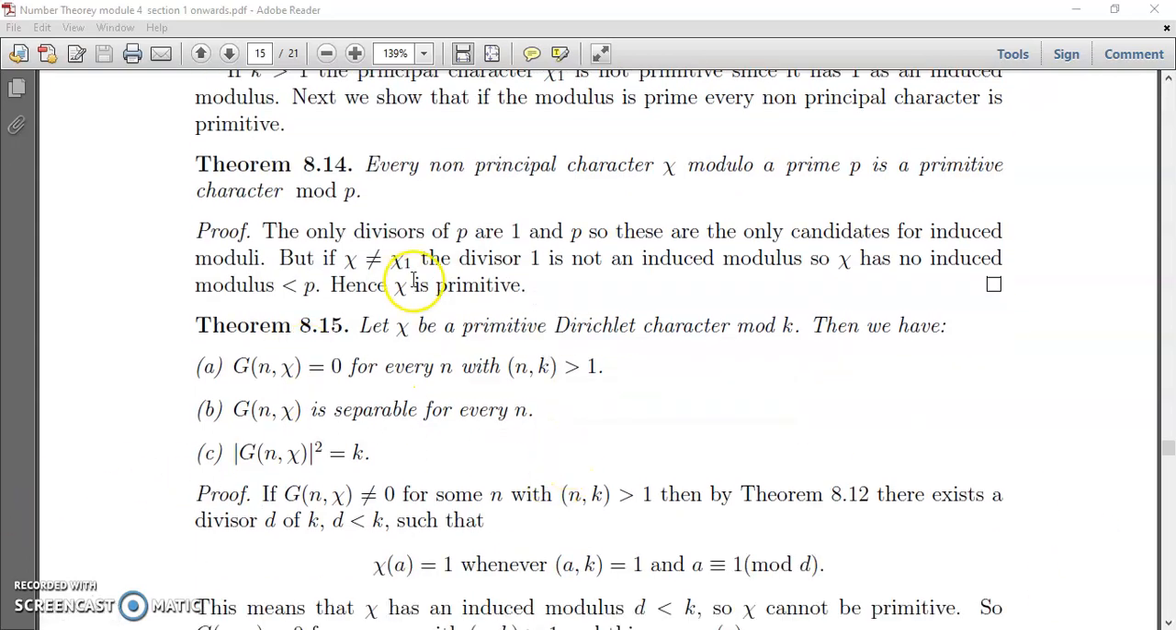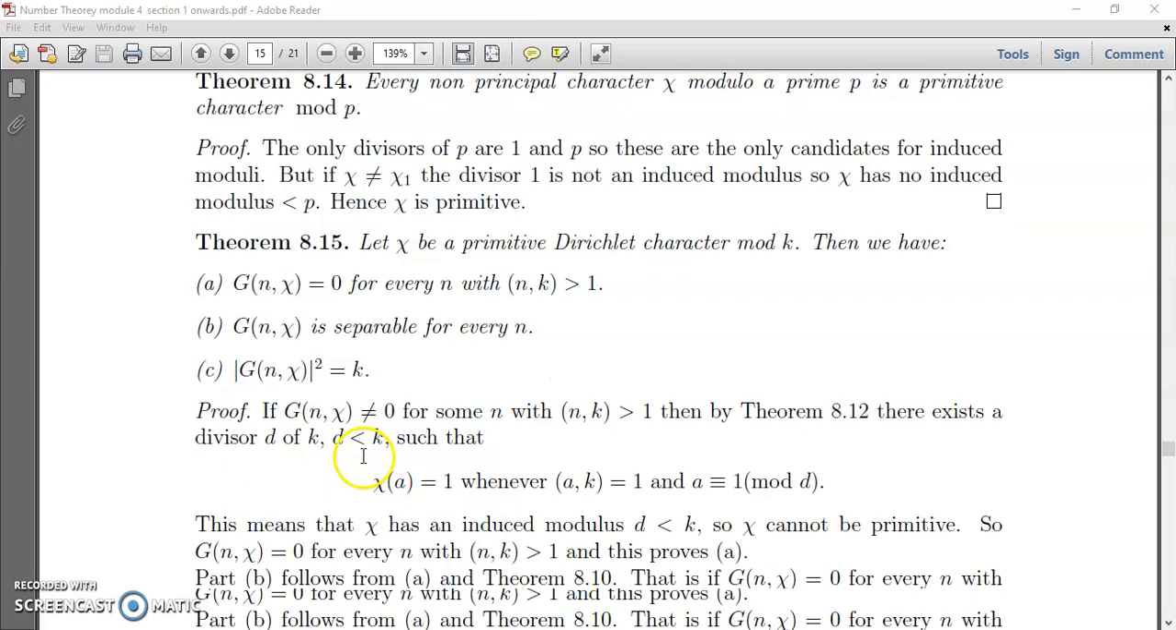I hope you understood this theorem. Next theorem: let chi be a primitive Dirichlet character mod k. Then we have to prove that g of n chi is equal to 0 for every n with gcd of nk greater than 1. G of n chi is separable for every n. And the absolute value of g of 1 chi squared is equal to k.